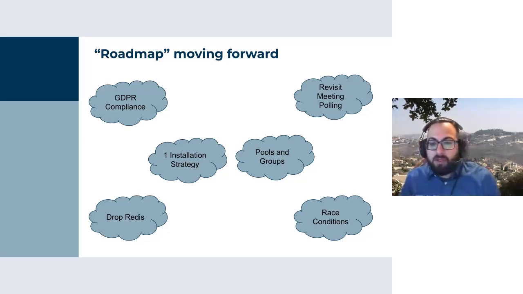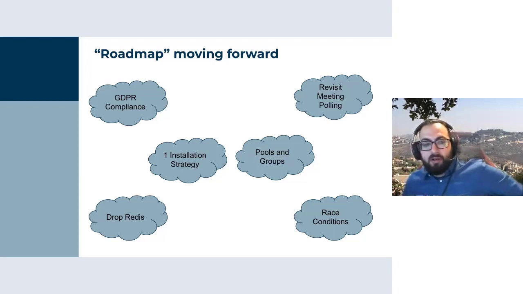Big ones: GDPR compliance, installation strategy, dropping Redis. There are some race conditions we have to deal with, pools and groups for servers, revisiting meeting polling. These are just things that we have high level ideas of. In case things do change in the future, or once we do have some free time, we'll tackle these at some point.